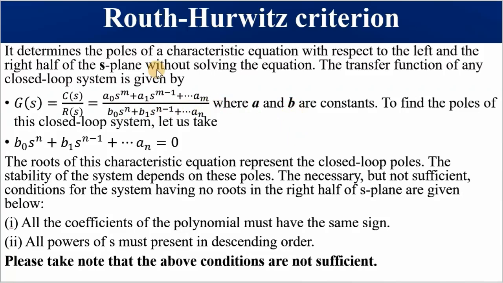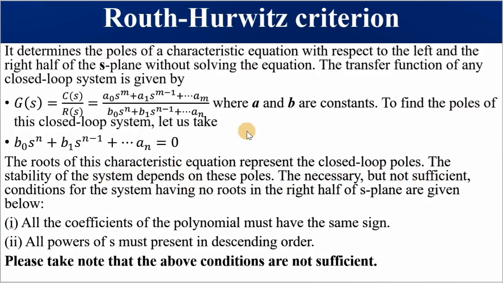And we know that when we want to find the poles, we take note of the characteristic equation. This is derived from the denominator polynomial, and this is equal to this. We have set it to 0 so that it becomes a characteristic equation, and we are saying the roots of this characteristic equation represent the closed loop poles. The stability of the system depends on their location.